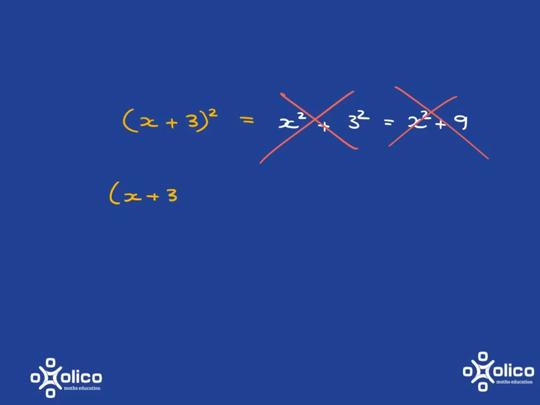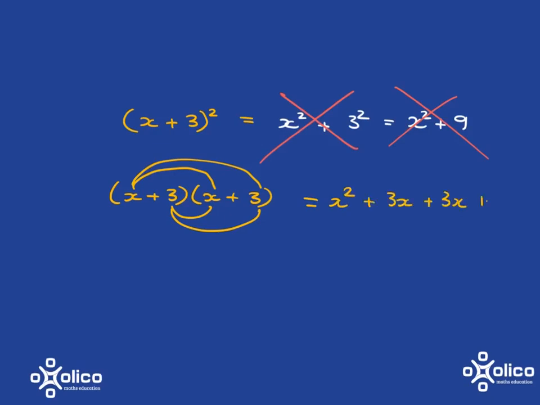Because what does x plus 3 squared mean? It's x plus 3 multiplied by x plus 3, and so we need to do it in the way that we always do, and we'll get x squared plus 3x plus another 3x plus 9, which is going to give me x squared plus 6x plus 9. So just watch it, right? Do not make this mistake. It's very easy to fall into that trap.